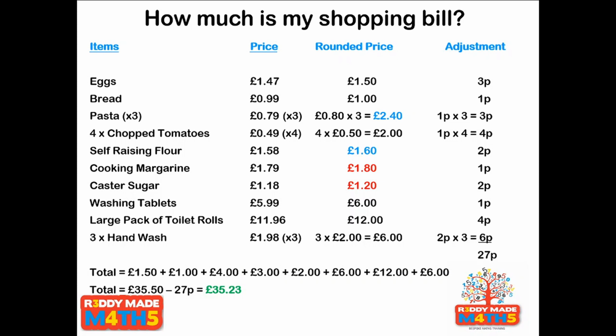All we need to do then is add together the pennies at the end. If you total those, you get 27 pence. If we subtract 27 pence from 50 pence, we end up with 23 pence. So from £35.50, we end up with a grand total of £35.23 for all of that shopping. Not a bad value whatsoever.